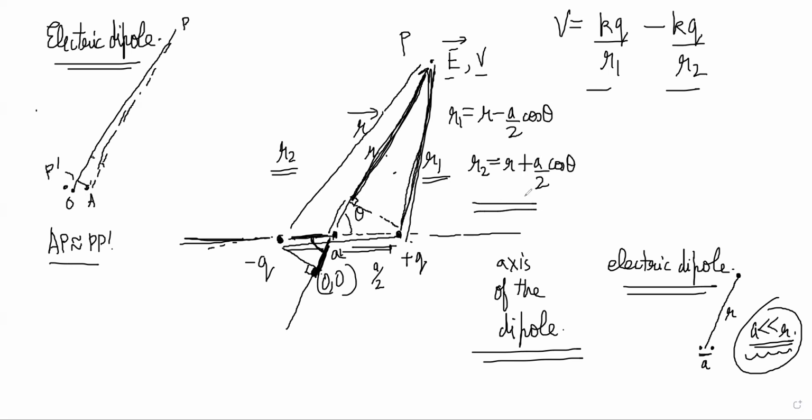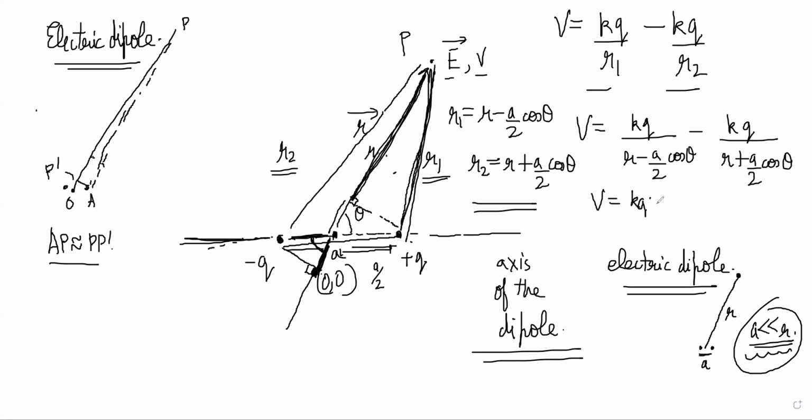Right. So now you put that in this formula, you get KQ by R minus A by 2 cos theta minus KQ by R plus A by 2 cos theta, right? And we get V is equal to KQ. Now KQ is common, and when you simplify, it is A cos theta by R square minus A square by 4 cos square theta, right?